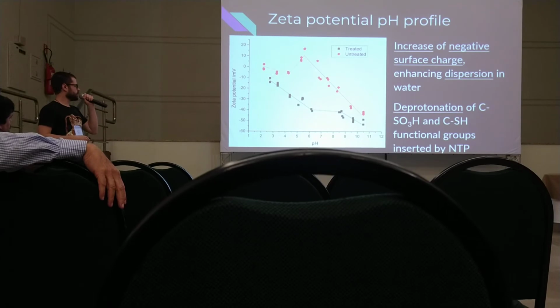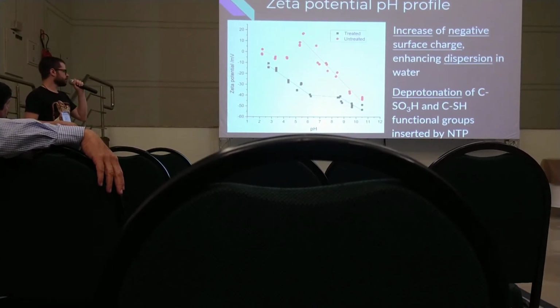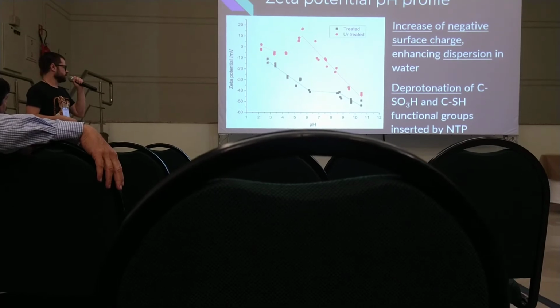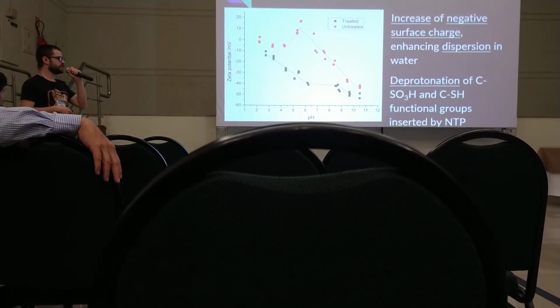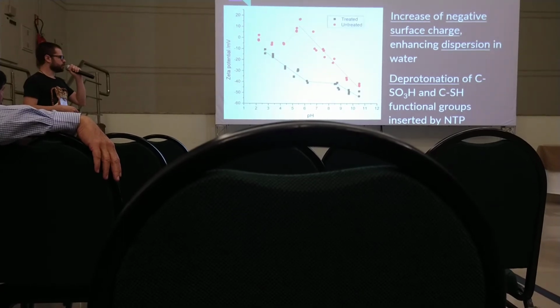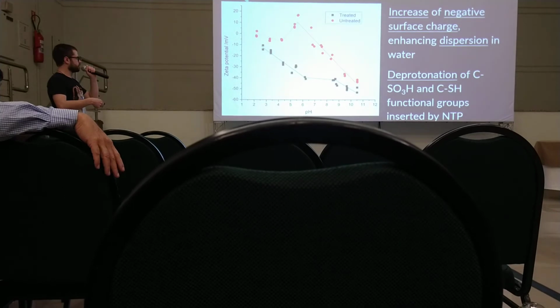And we attributed this lowering of the zeta potential to the deprotonation of the sulfonic acid group that, as I said, is a strong acid, leading to an anion, which has negative charge and leads to this effect.